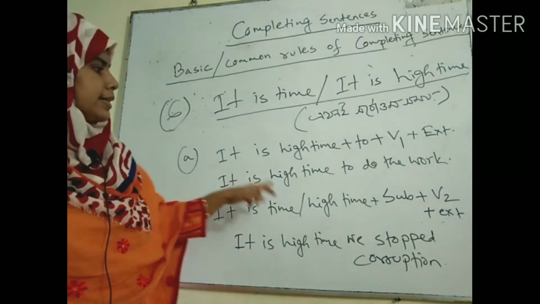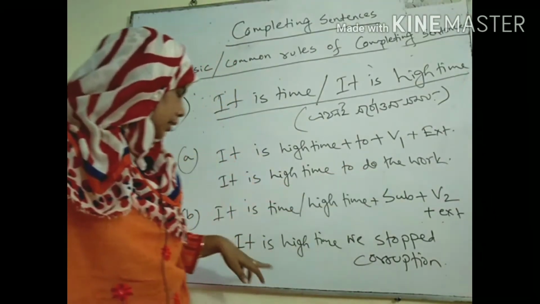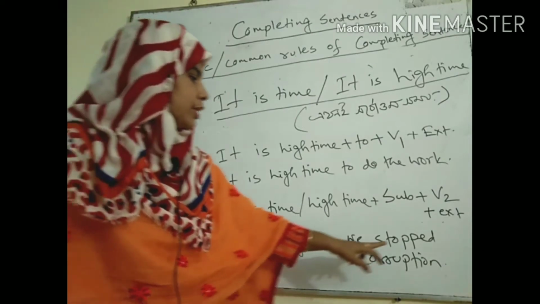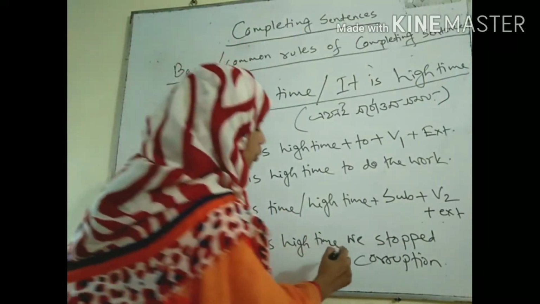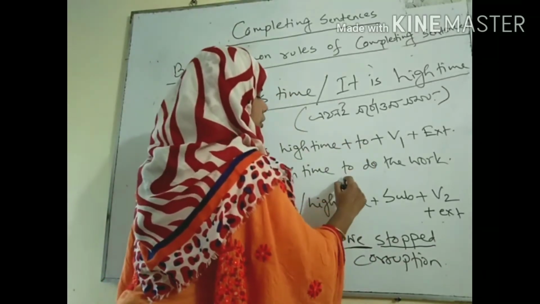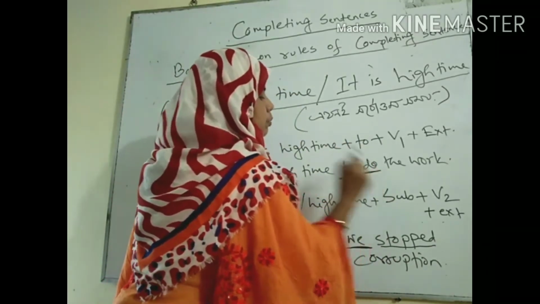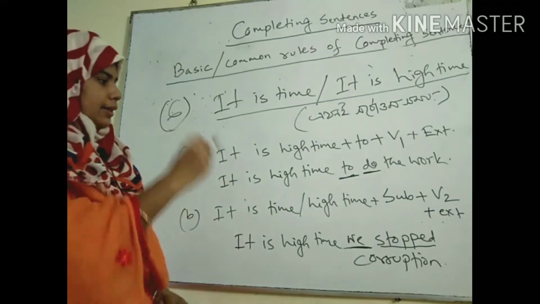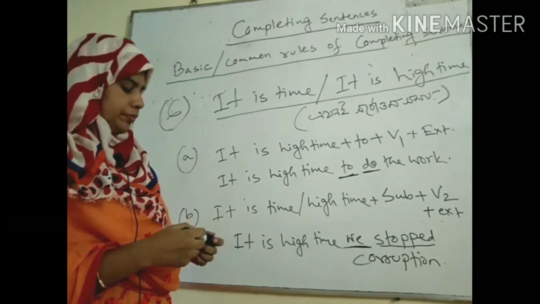For example, it is high time to do the work. It is high time we stopped corruption. So if we use subject, we have to use V2, and if we use to, we have to use V1. Look at the examples carefully.